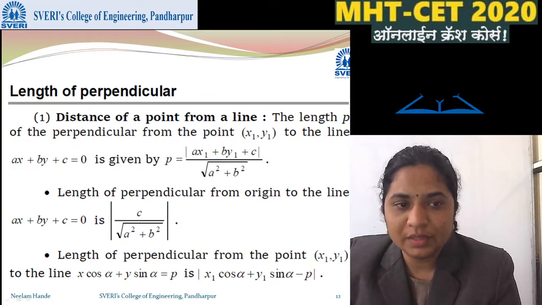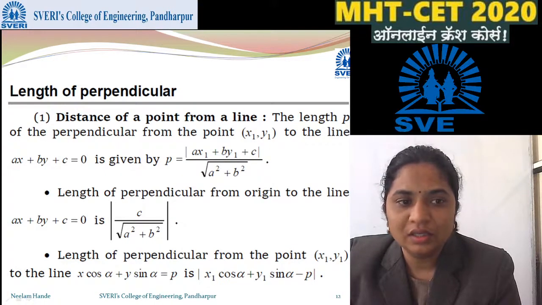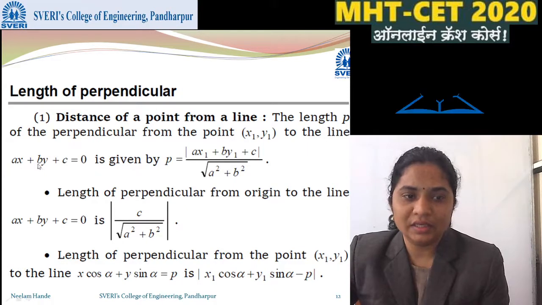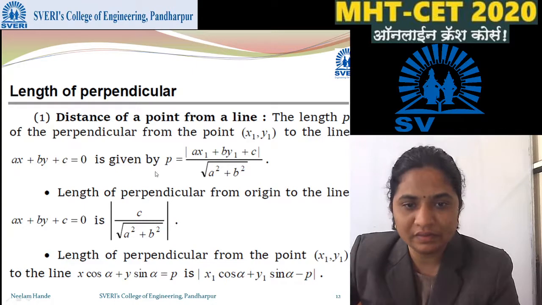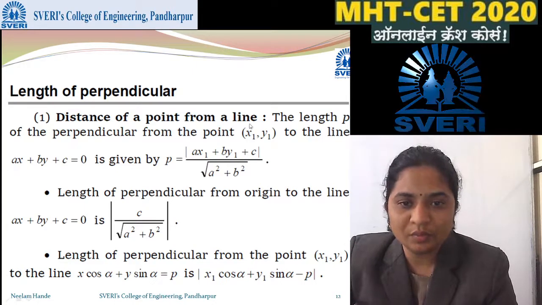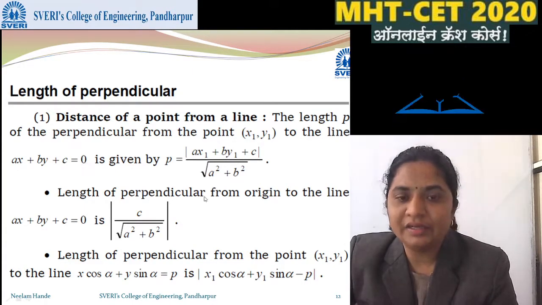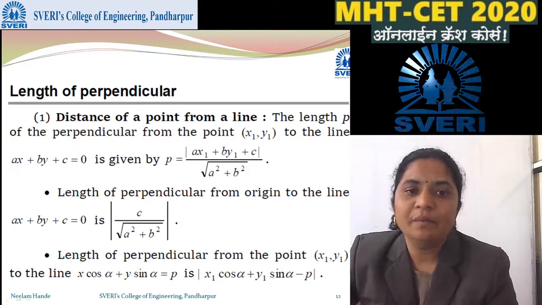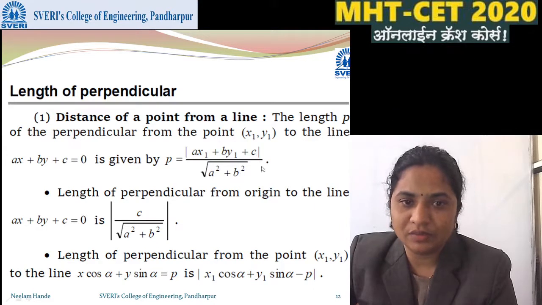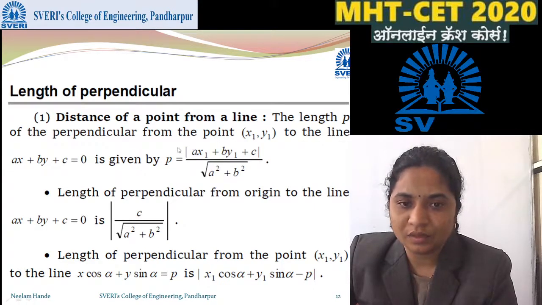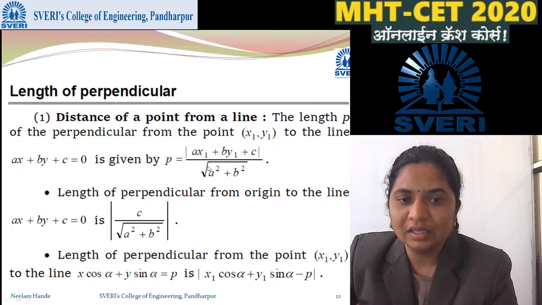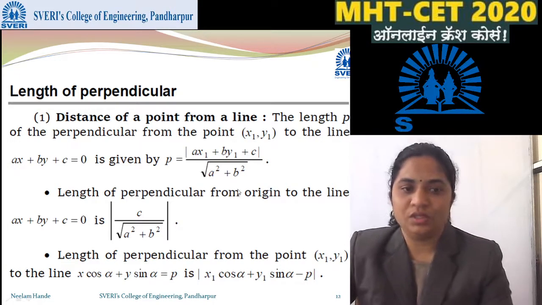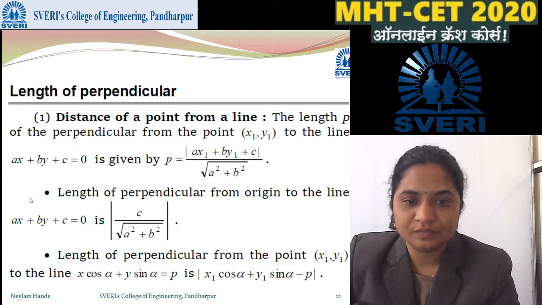Next, length of the perpendicular, that is, the distance of a point from a line. The length p of the perpendicular from the point (x1, y1) to the line ax plus by plus c is given by this: whatever the point is, we substitute it in the line and divide it by square root of a square plus b square. This is the perpendicular distance from the point to a line. Substitute that point in the line and divide by square root of a square plus b square. So we get the length of the perpendicular.